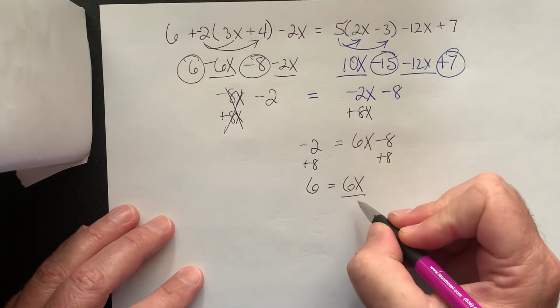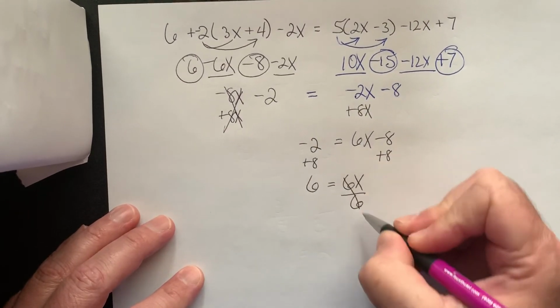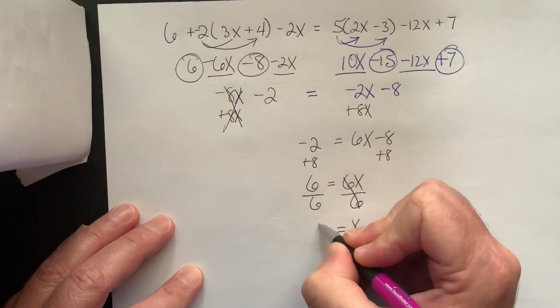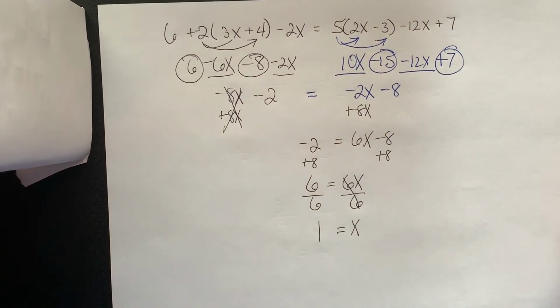Divide by 6, or divide by the coefficient, and we'll get 1x. That's good. Divide by 6 over here, and you get a wonderful answer. That's right. After all that, the answer is 1. That's right. So you can go back and check it. Make sure you got it right.